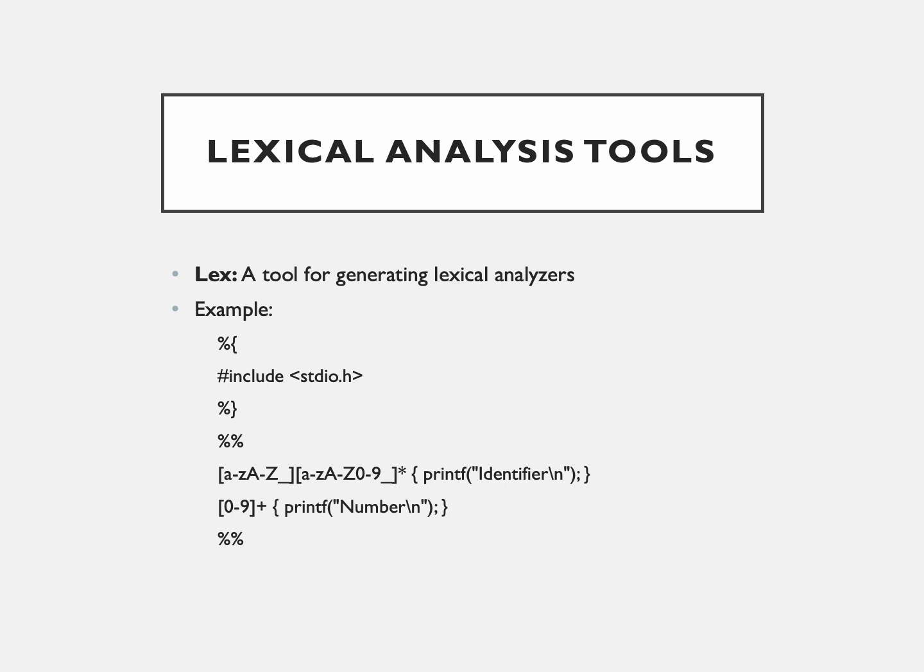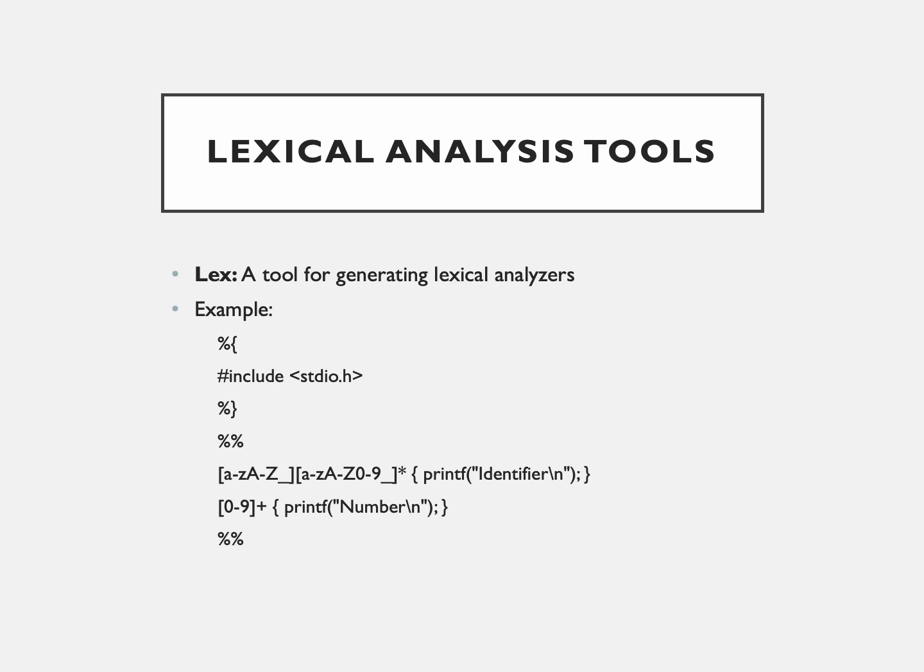And then second, we have a rules section. Here you define patterns and associate them with actions. For example, you have a pattern here, a to z. So this line is the pattern which matches identifiers and triggers the action printf identifier. The pattern 0 to 9 plus matches numbers and triggers printf number.